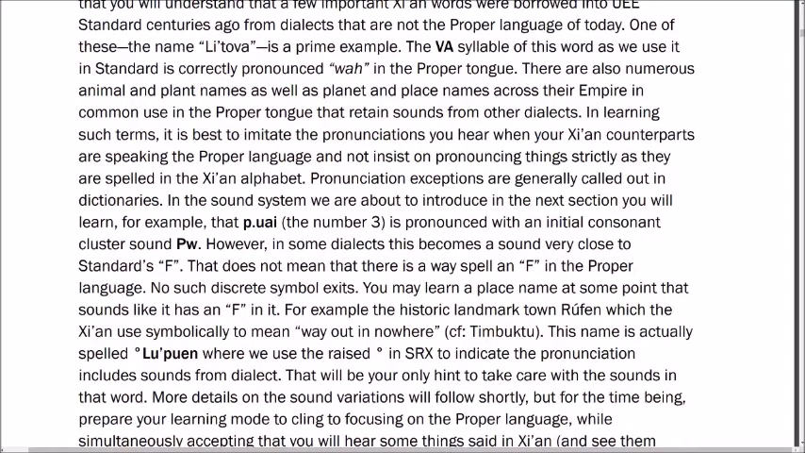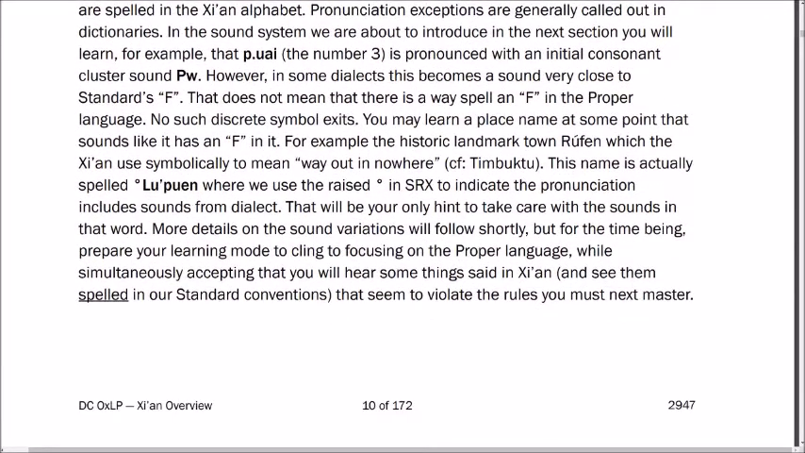The VA syllable of this word as we use it in standard is correctly pronounced "wa" in the proper tongue. There are also numerous animal and plant names as well as planet and place names across their empire in common use in the proper tongue that retain sounds from other dialects. In learning such terms, it is best to imitate the pronunciations you hear when your Xi'an counterparts are speaking the proper language and not insist on pronouncing things strictly as they are spelled in the Xi'an alphabet. Pronunciation exceptions are generally called out in dictionaries.